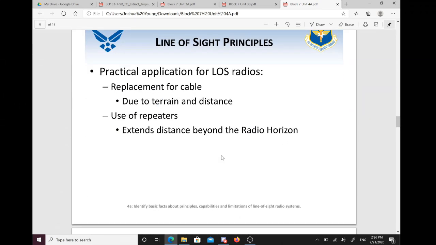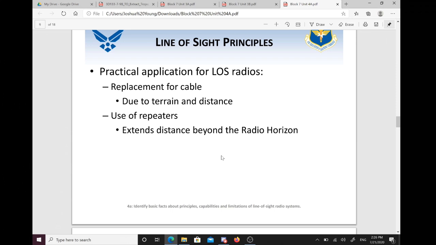The practical application for line of sight radio would be to replace cable transmissions, and this would be due to terrain and distance. So if your cable run needs to be 30, 40 miles long, that's not ideal, right? That would be more expensive than just setting up a wireless line of sight transmission.